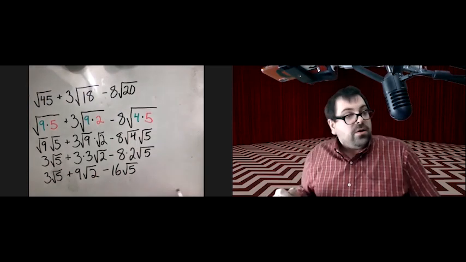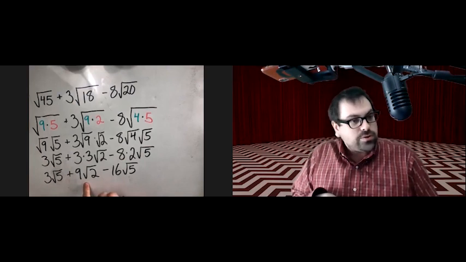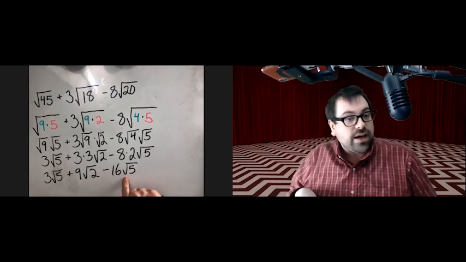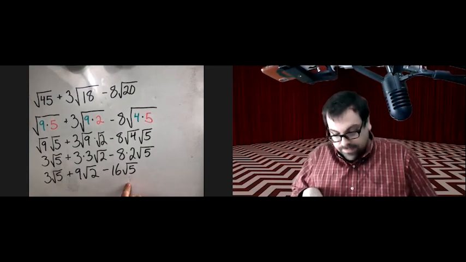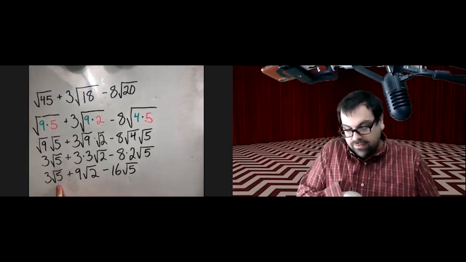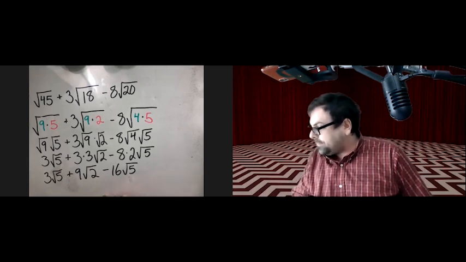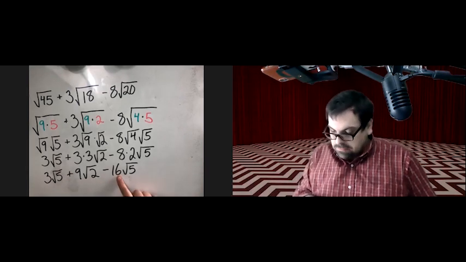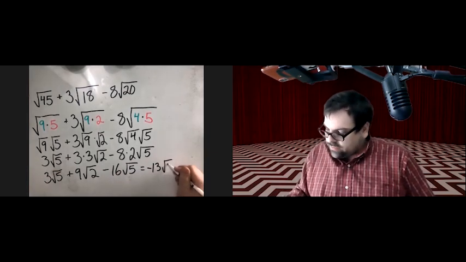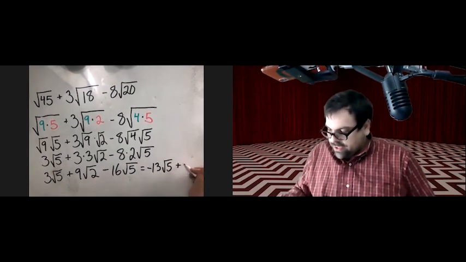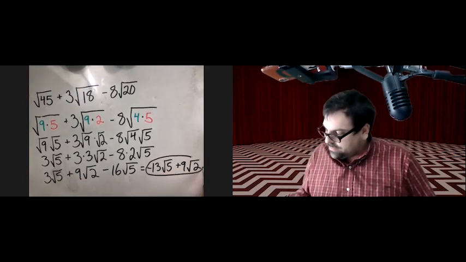And now that we've simplified all the radicals, our problem is 3 radical 5 plus 9 radical 2 minus 16 radical 5. Now, we might not be able to combine all of them, but 3 radical 5 minus 16 radical 5. 3 of them minus 16 of them is negative 13 of these radical 5s plus 9 radical 2. And that's our answer.